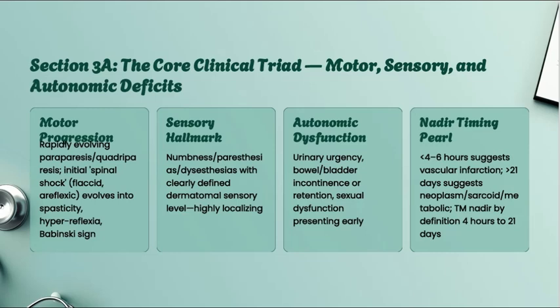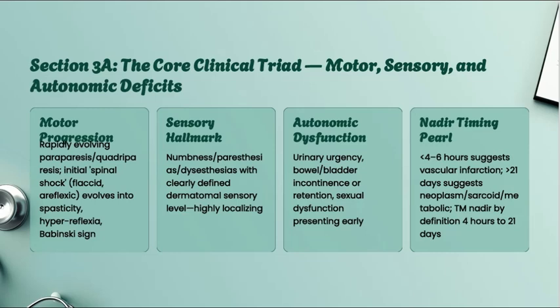A particularly important examination finding is the presence of a sensory level. This is highly localizing and strongly supports spinal cord pathology. Third, autonomic dysfunction. This may present surprisingly early and includes urinary urgency, urinary retention, bowel dysfunction, incontinence, and sexual dysfunction.